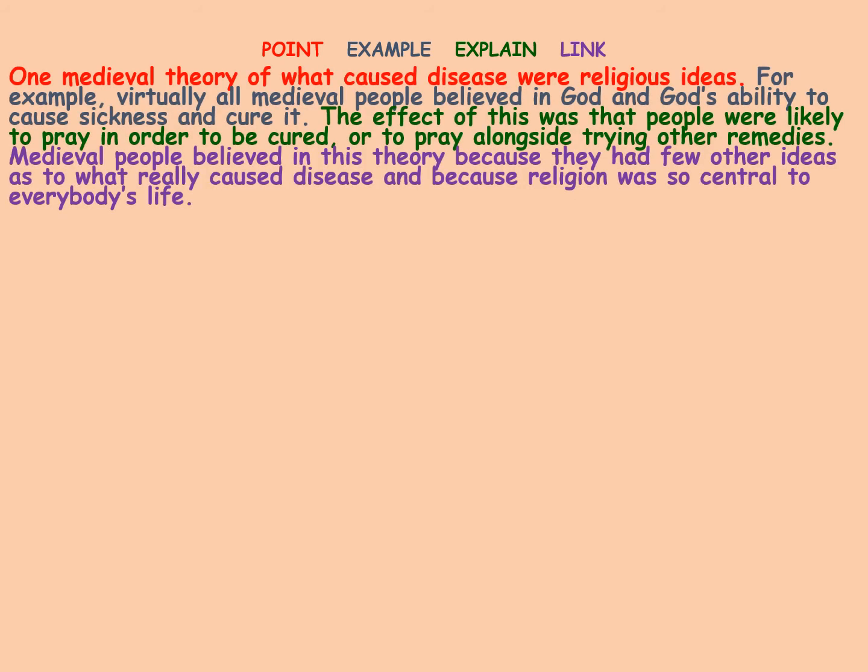One medieval theory of what caused disease were religious ideas. For example, virtually all medieval people believed in God and God's ability to cause sickness and cure it. The effect of this was that people were likely to pray in order to be cured, or to pray alongside trying other remedies. Medieval people believed in this theory because they had few other ideas as to what really caused disease, and because religion was so central to everybody's life.